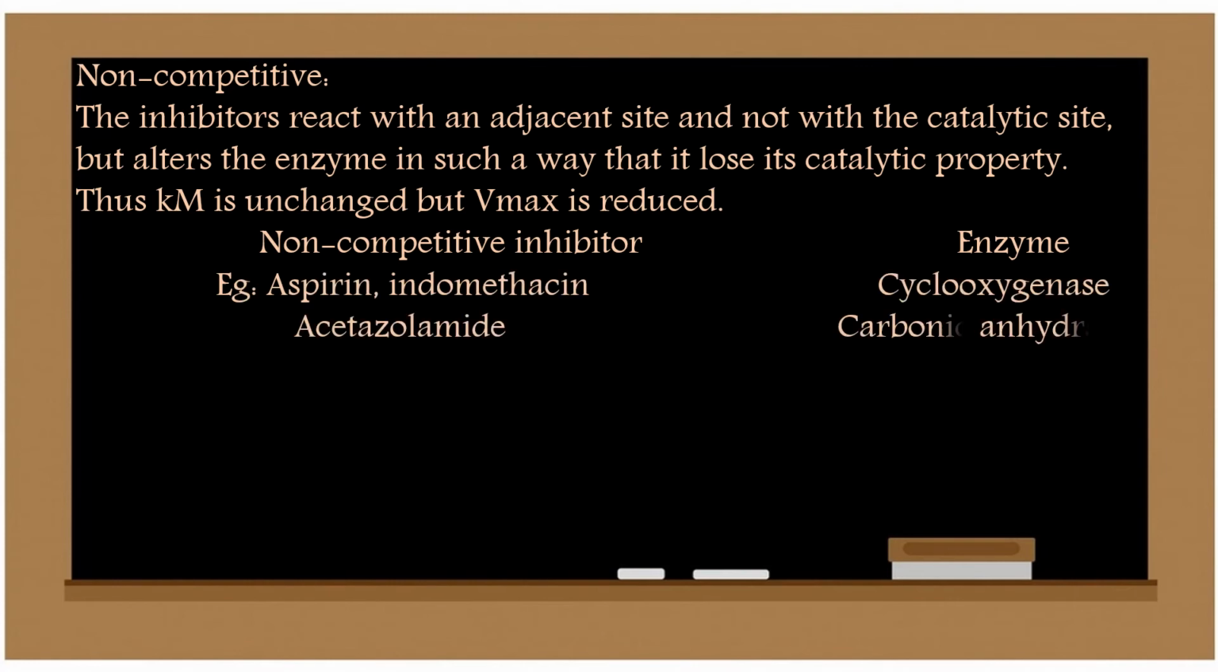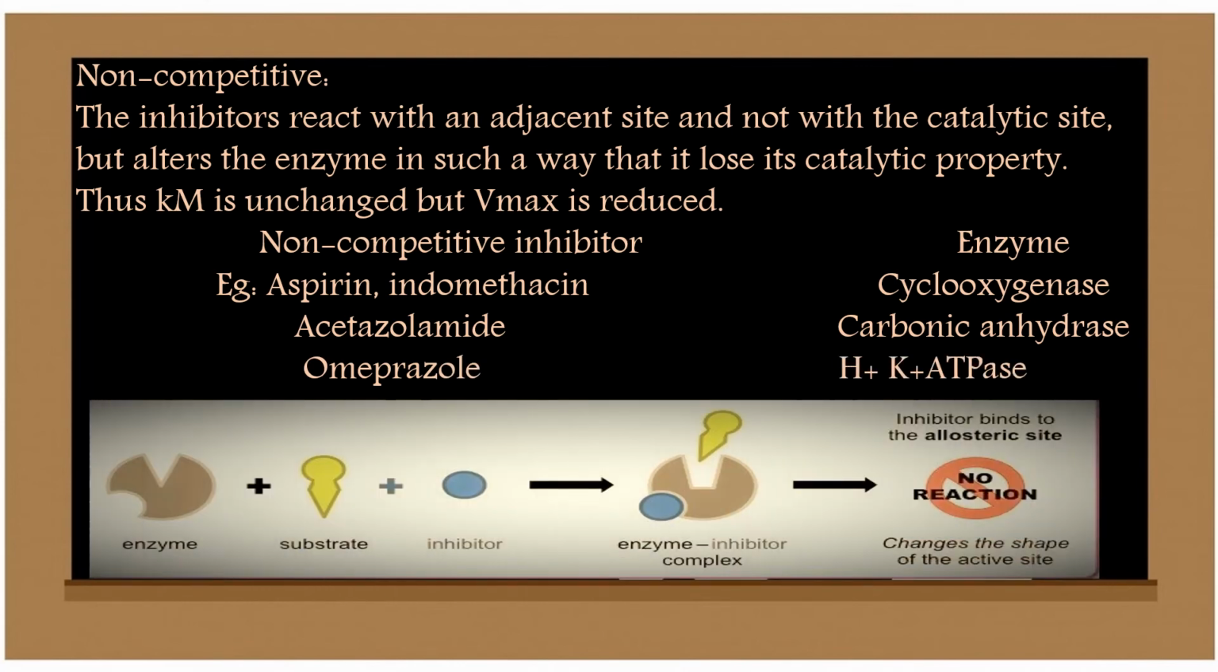Non-competitive inhibitors and the corresponding enzymes are given as examples. Aspirin and indomethacin, the enzyme is cyclooxygenase. For acetazolamide, it is carbonic anhydrase, and finally for omeprazole, it is H plus K plus ATPase. And the figure shows the non-competitive inhibition, where no product is formed.